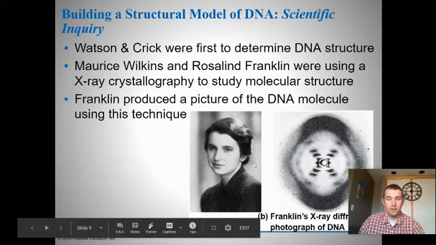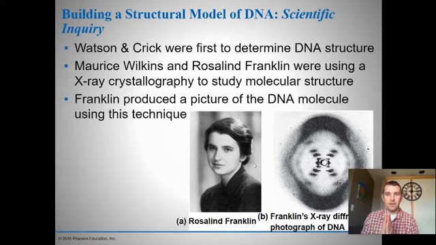Currently, at the time, people thought that the phosphates were on the inside and the nitrogenous bases were on the outside. She was the one who posited that the bases were on the inside and the phosphates were on the outside. But she didn't have the chemical background and the physics background quite to come up with the level of explanation that Watson and Crick were. And she's a woman, so she didn't get very much credit at the time. She was mentioned and cited in their paper, but they were the ones who got all the glory.